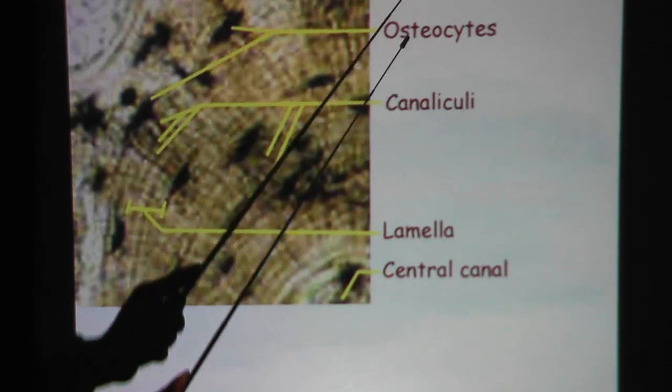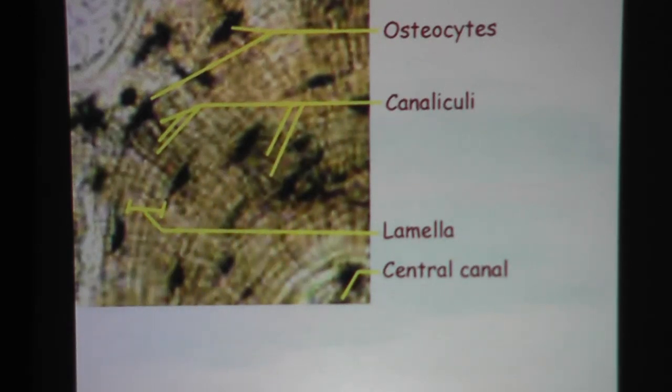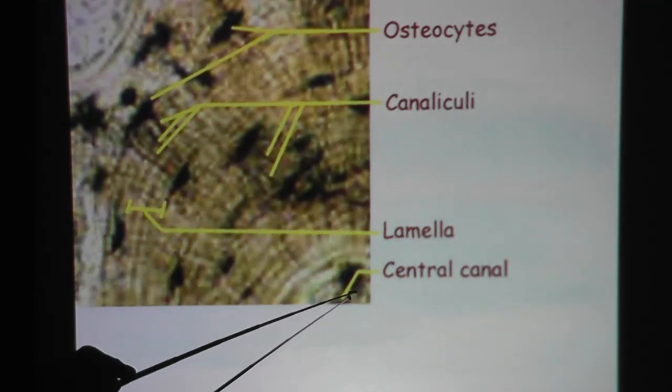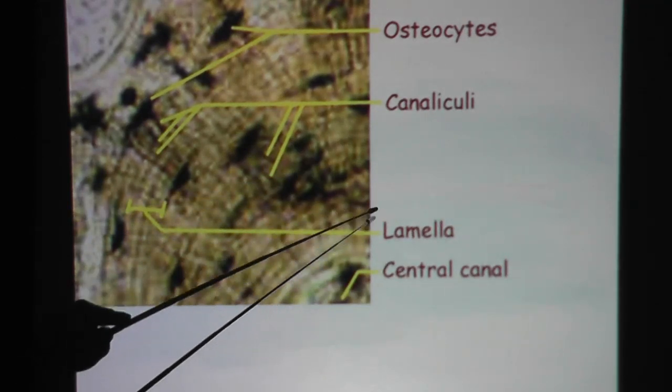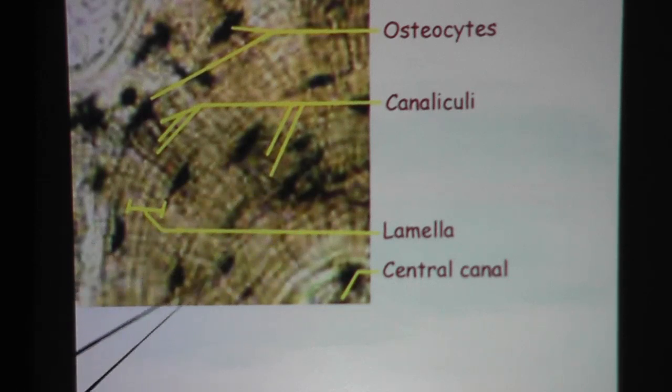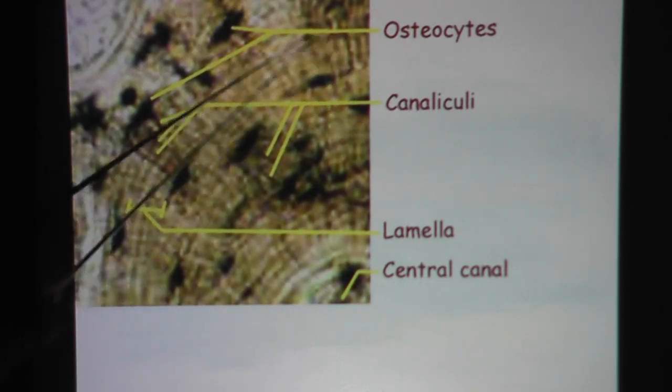Here's a quarter of an osteon. You can imagine this going completely around. Central canal's in the middle. These are rings. This is a lamella, another lamella, another lamella, another lamella. Those are the rings around the central canal.